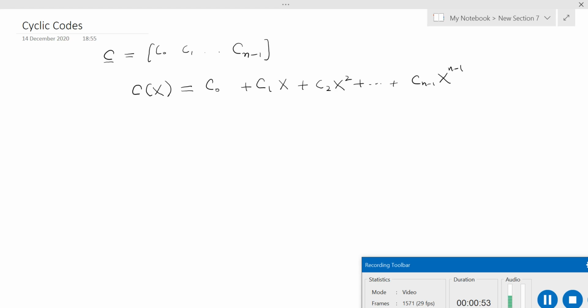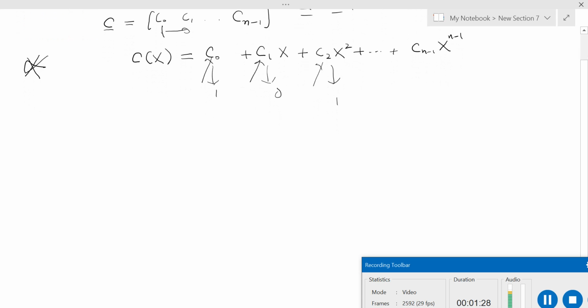Okay, so it means that suppose your code is 1 0 1 0 1 0 1 1, so c0 will be 1, this will be 0, this term will be 1. There will be such 7 terms, but only 4 will be 1, others will be 0. X is any dummy variable here, we call it indeterminate. The main thing is the coefficients. We will see the power of this polynomial very soon.